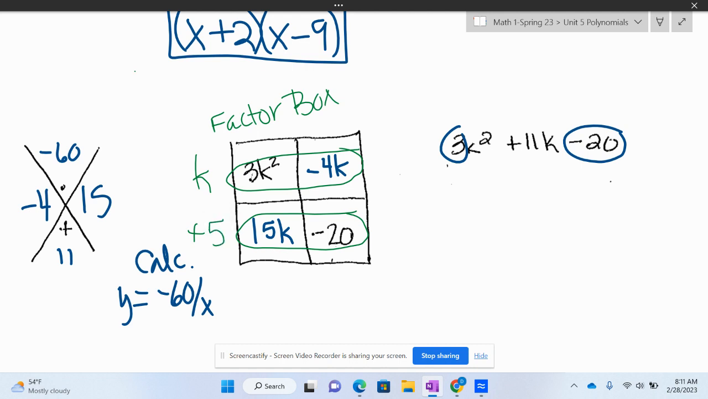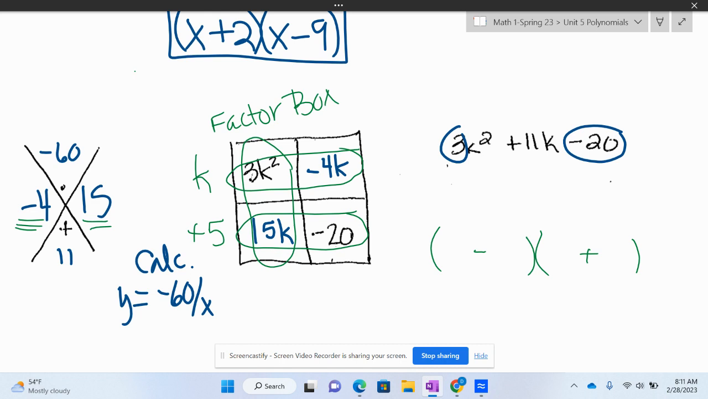So I want you to notice that one of your factors is negative and one of them is positive. So when we end up with our binomials, one of them is going to have a minus on the inside and one of them is going to have a plus on the inside, okay? So now let's look at the columns. What is the greatest common factor in that column? Yeah, 3K. Awesome. So we're going to take a 3K.